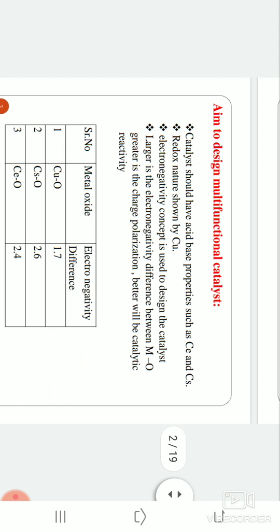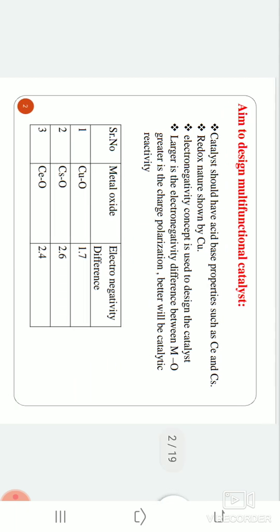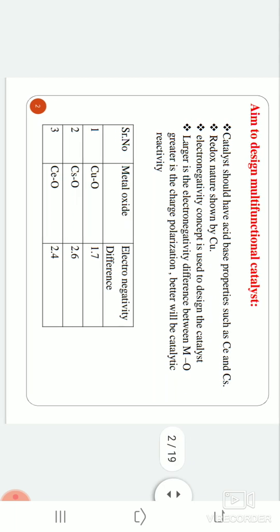Aim and design of multifunctional catalyst. The catalyst should have acid-base property. That's why we select cerium and cesium. Copper is redox in nature. That's why we select copper. And the electronegativity concept is used for designing our multifunctional catalyst. The larger the electronegativity difference between metal and oxygen, the greater the charge polarization, and the better the catalytic reactivity.